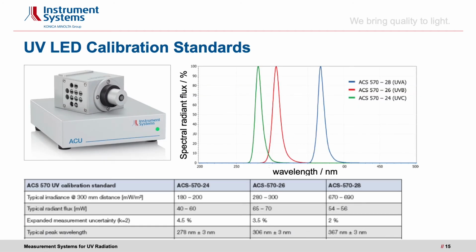In order to monitor radiant flux from the spheres over time, and maybe perform absolute calibrations if necessary, we have developed a set of UV LED calibration standards, covering the UVA range with a typical wavelength around 365 nanometers, UVB around 305 and UVC around 280 nanometers, with typical radiant fluxes around 50-60 milliwatts.